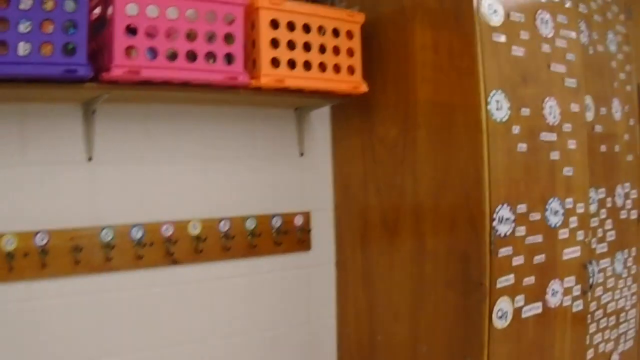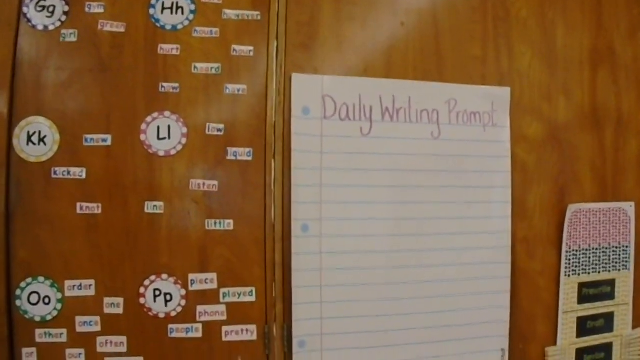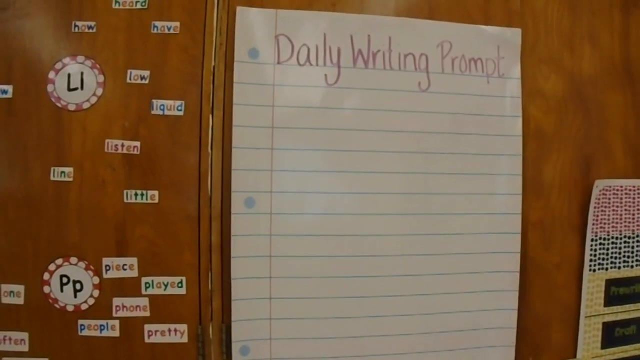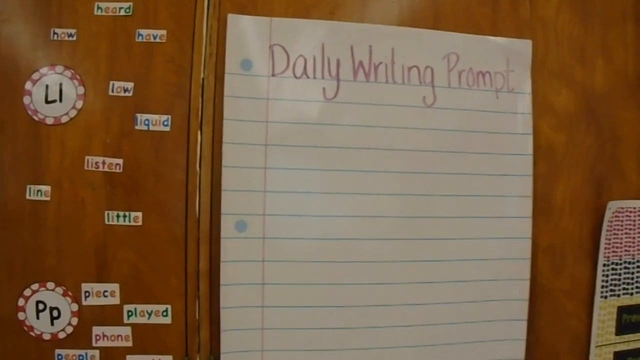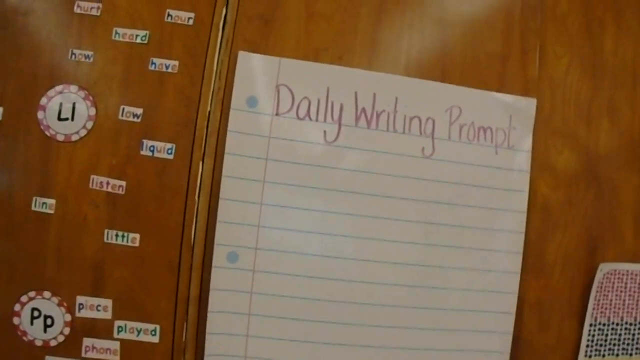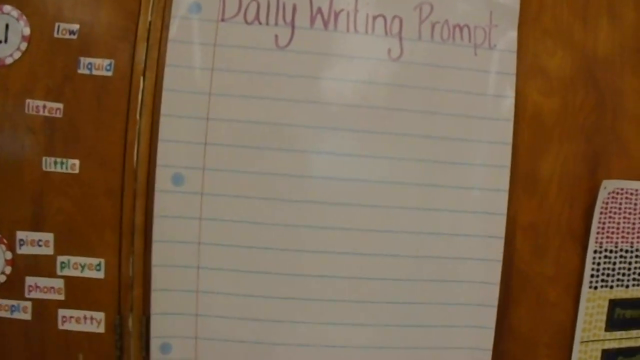Alright, moving along. I have my word wall up here so it's easy for my kids to reference when they're writing over here at the writing table. And then I also have a board for my daily writing prompts. I have a monthly daily writing prompt calendar, so I can just write down what the prompt is over here. I read it out loud to them, and then they can also look back to see in case they forget what they're supposed to be writing about.